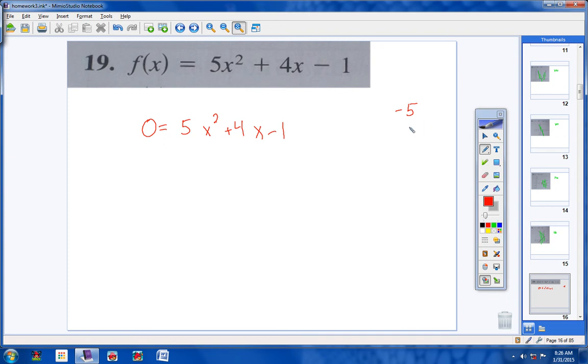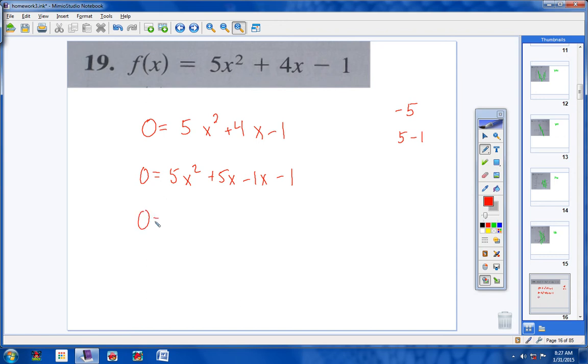Okay, students, here we go. 5 times negative 1 is negative 5. What two numbers multiply together give you negative 5, and added together give you a positive 4? Well, I'm thinking of positive 5 and negative 1. If you multiply those, you get negative 5. If you add those, you get positive 4. So I bring down my first term. Bring down my last term. And then put a positive 5x and a negative 1x from these two numbers here.